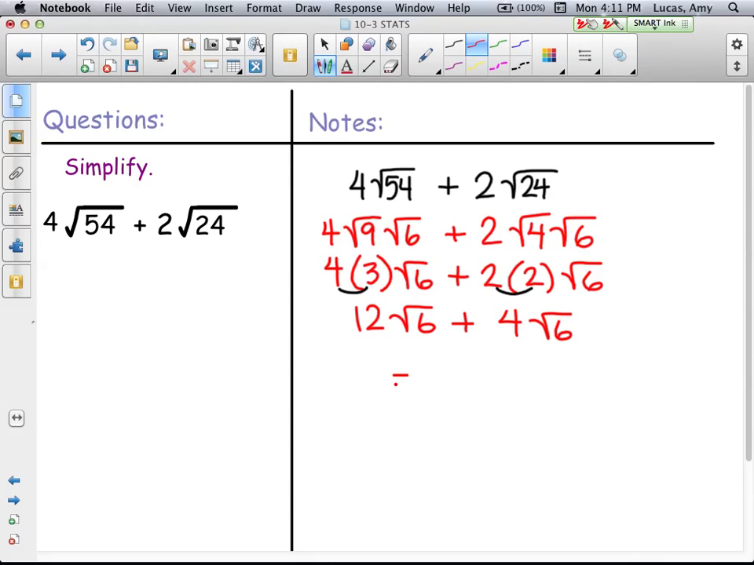Now I can add together 12 plus 4 is 16. So my simplest radical form is 16 times the square root of 6. So I broke down each of those square roots by factoring out the greatest perfect square factor. And then what happened is they did turn into like radicals for me so that I could add them together to simplify.